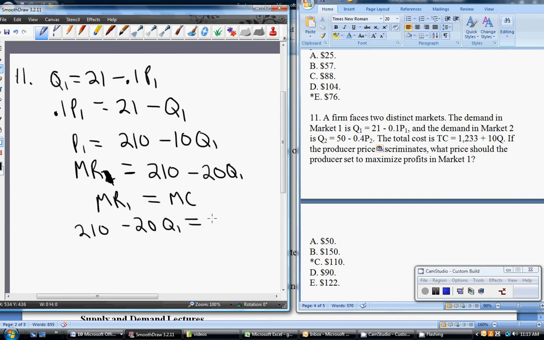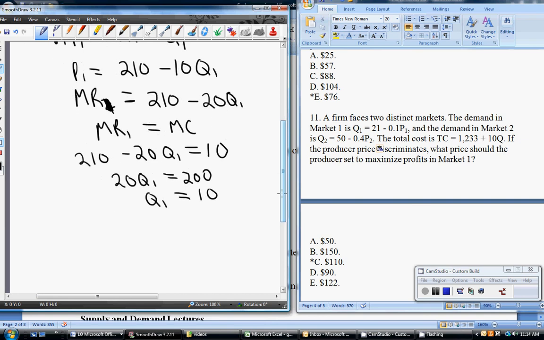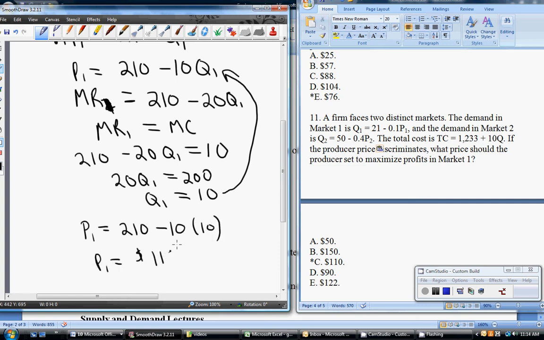Marginal cost is the derivative of the total cost equation, which we did in problem 10. We found that was just equal to 10. And this firm wants to produce 10 units of output for market 1 in order to maximize profits. We're going to plug this 10 into market 1's inverse demand, and we get a profit maximizing price of $110.